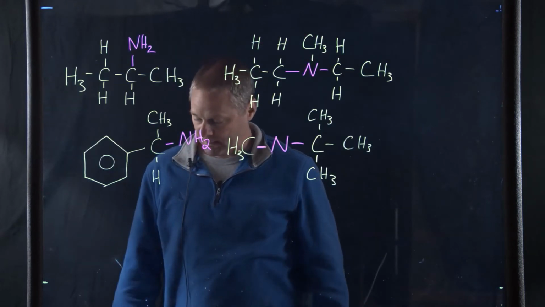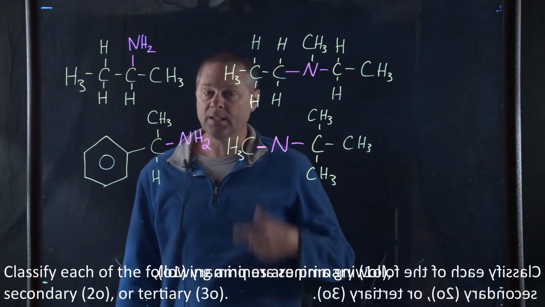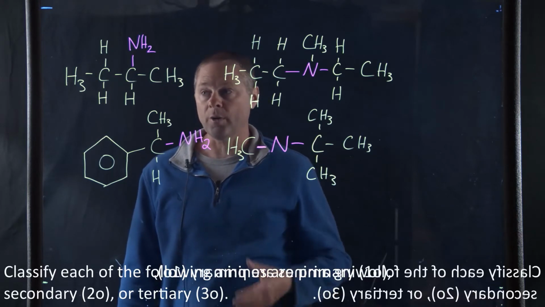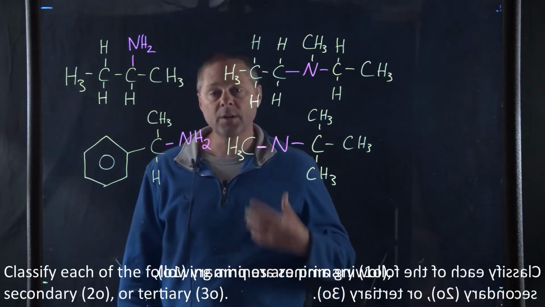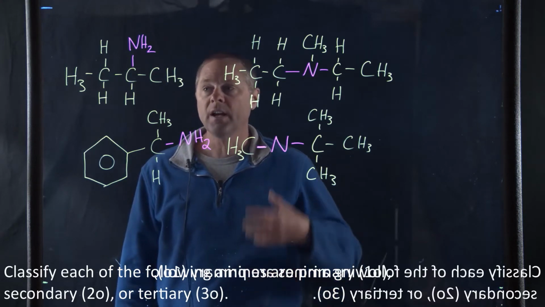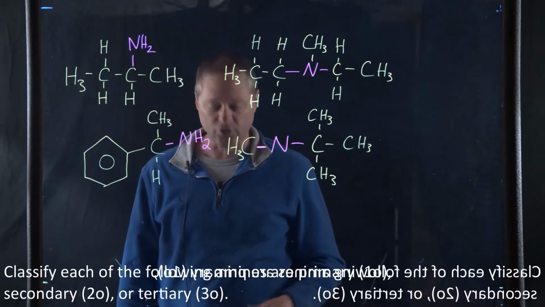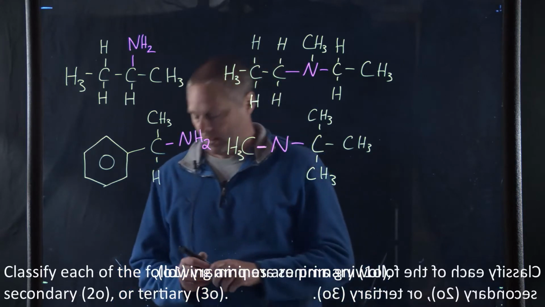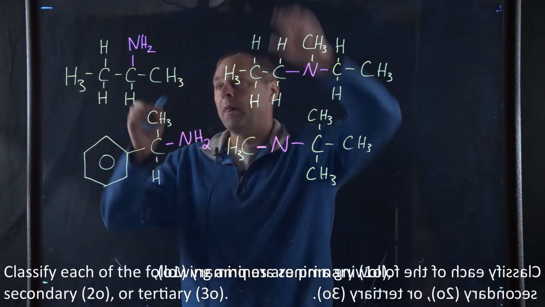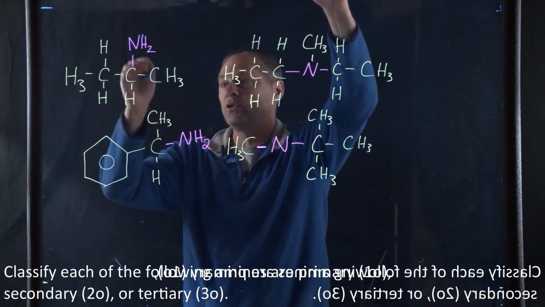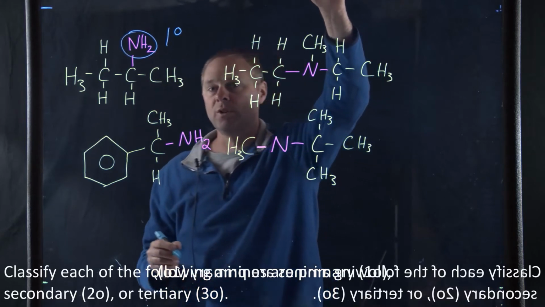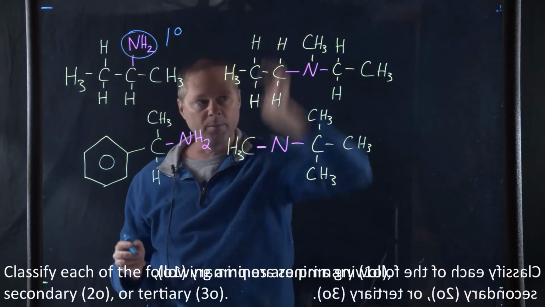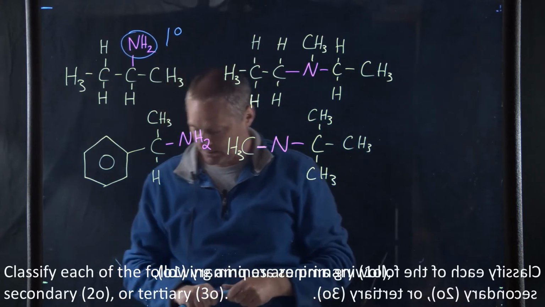On this problem, it states, classify each of the following amines as either primary, secondary, or tertiary. An amine is going to be the nitrogen group. Now, it's going to depend upon the number of carbons that are bonded to the nitrogen. And so for the very first one, we have 1 carbon bonded to the nitrogen, and this is a primary amine, which is written as 1°, or primary is what that amine is going to be.